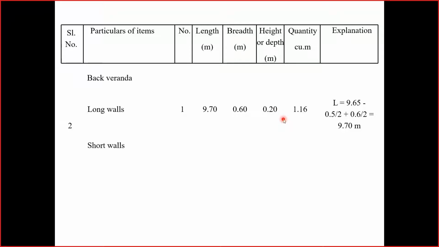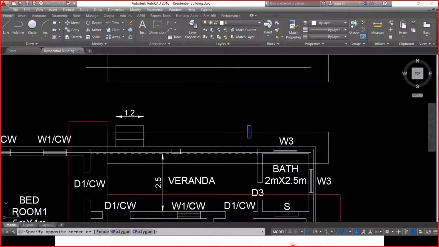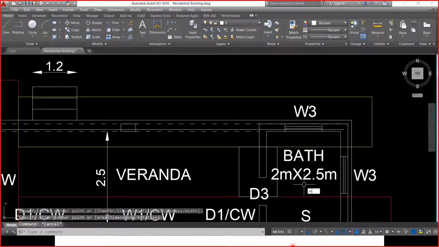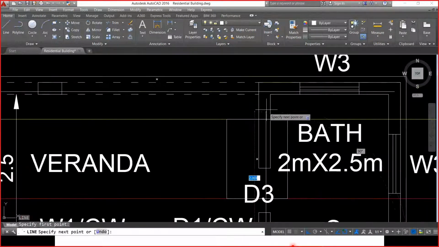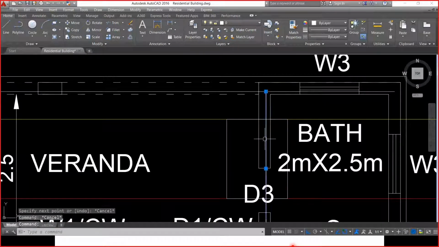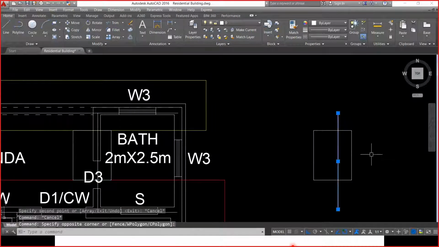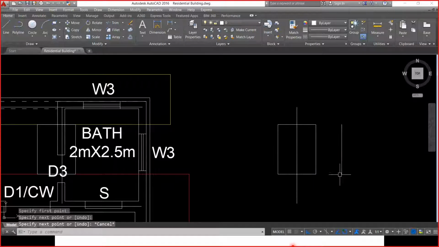We have differences because in the front veranda we just had one short wall, but here we have two short walls. This is number one and this is number two. Again, here also the concept remains almost the same. Let me do it for one. So this is the actual area of concreting which I have to do, which I'm going to copy paste here. So this is the only area which I have to do the concreting. Additional length is there because it is the center to center distance. I need to calculate the actual length.